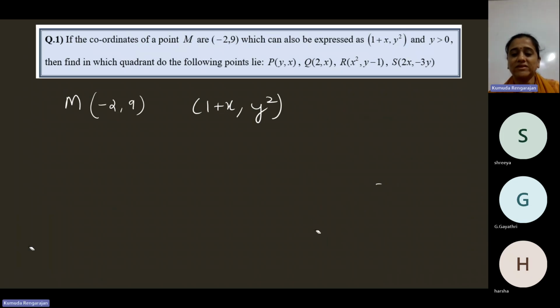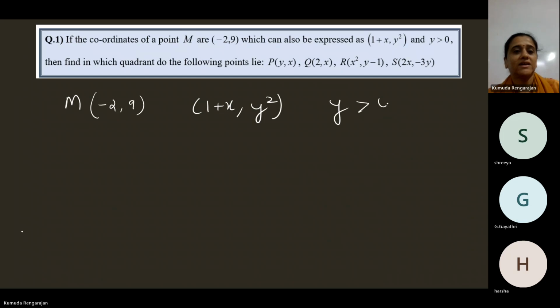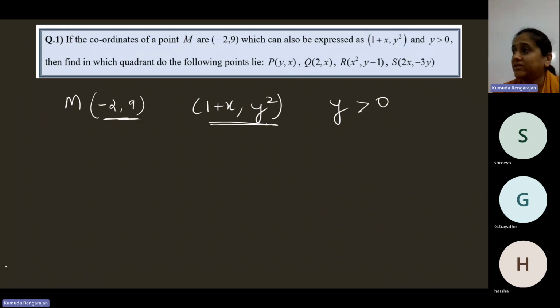Okay, so that's what is given. y is greater than 0, so y is positive. Then find in which quadrant the following points lie. Now it's given that this point can be expressed like this.